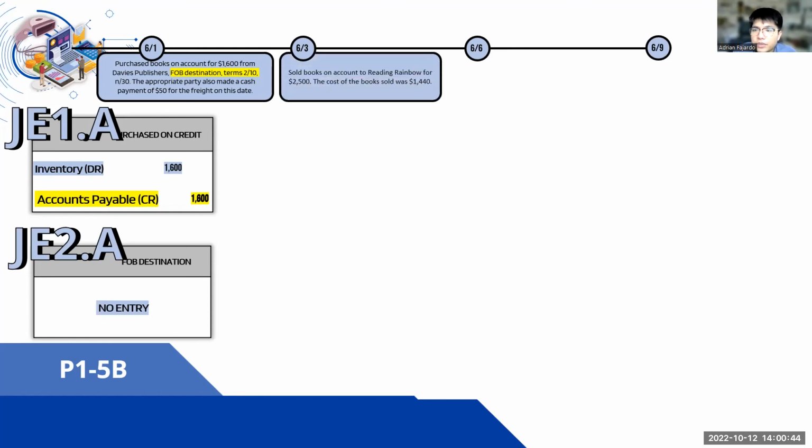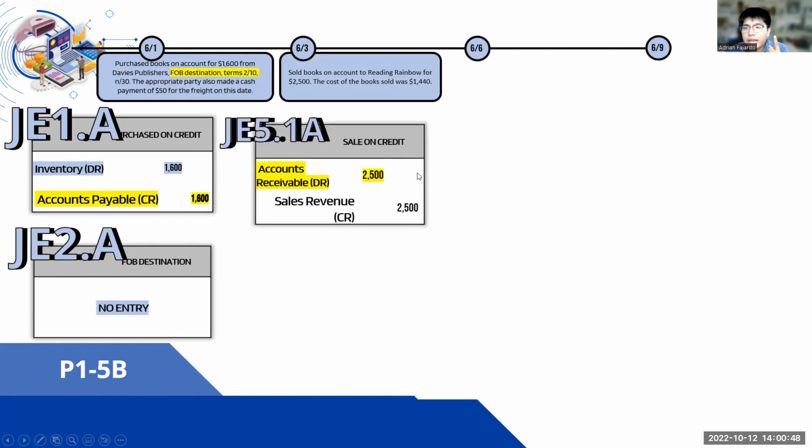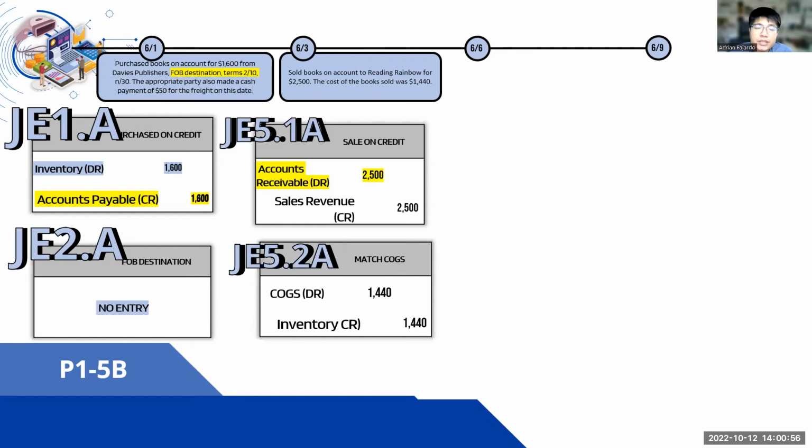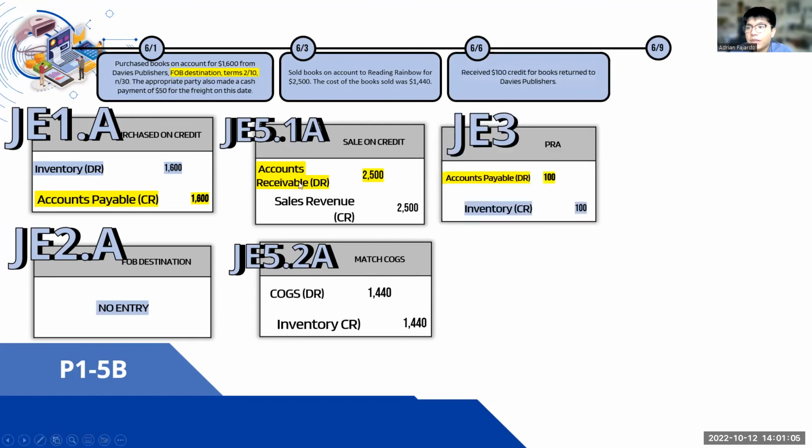On June 3, we sold books. So under perpetual, we expect two entries. One to recognize revenue, debit AR, credit sales of 25, and then one to recognize the matching COGS, which is debit COGS, credit inventory, 1,440. On June 6, there was a return from the purchase. So therefore, we debit AP, credit inventory of 100.